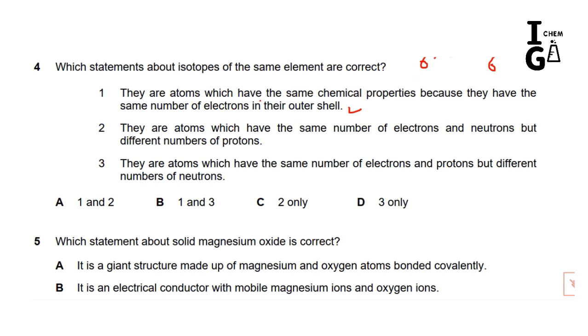So this is correct. Number 2, they are atoms which have the same number of electrons and neutrons. Of course, guys, this is not correct. They don't have the same number of neutrons. This is the wrong answer. Number 3, they are atoms which have the same number of electrons and protons, but different number of neutrons. So this is a typical correct answer. So actually, it's 1 and 3. So here we have letter P says it's 1 and 3.